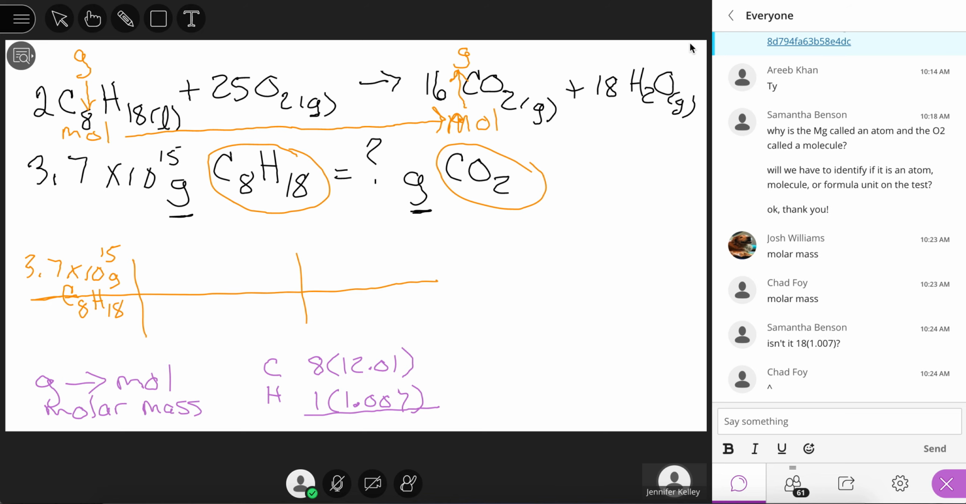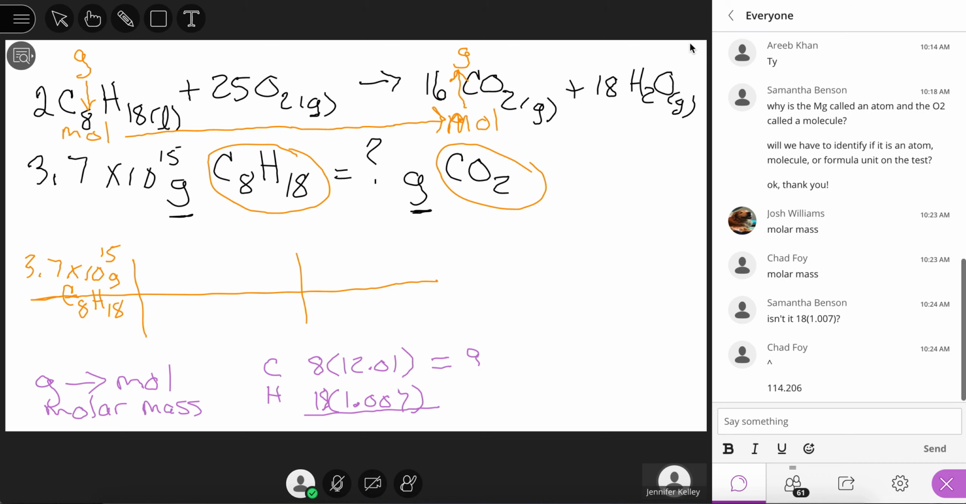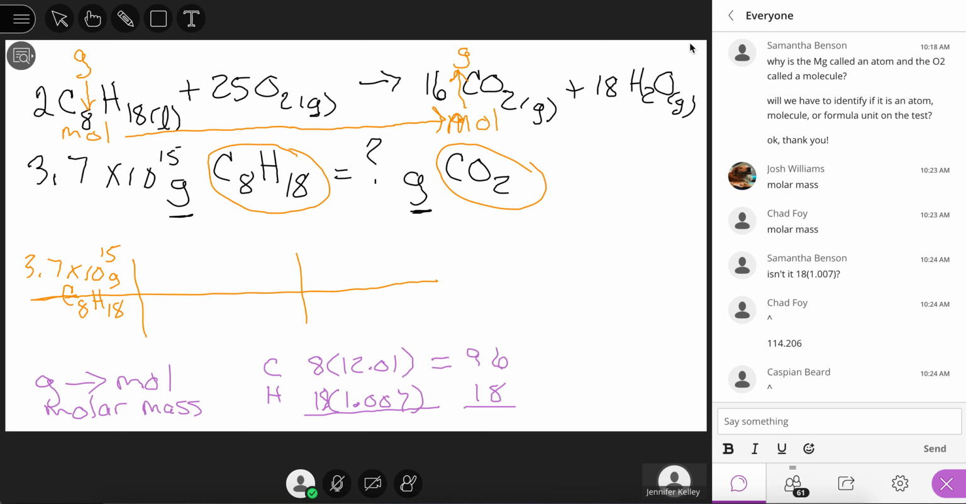Oh yeah, 18. Why did I do 1? I was looking at that going, that doesn't equal that. Okay, so I'm assuming if you put this in your calculator, actually somebody put it in your calculator and tell me what you get. Thinking it's around 114 because that's what I have in my notes, but that doesn't mean I have it right. So 8 times 12 is like 96. It's 18. 114. Okay, good.